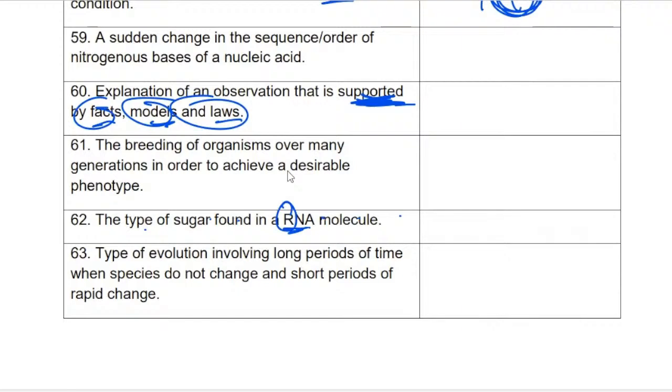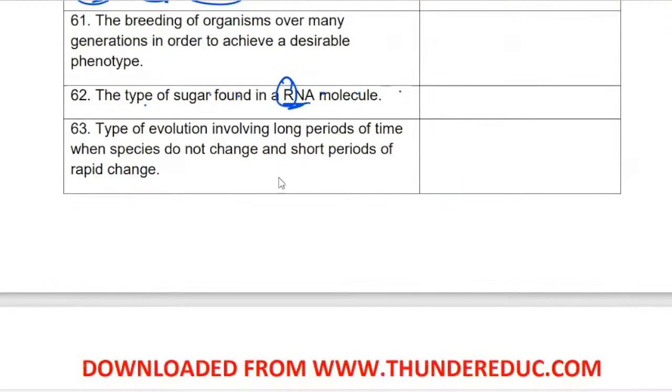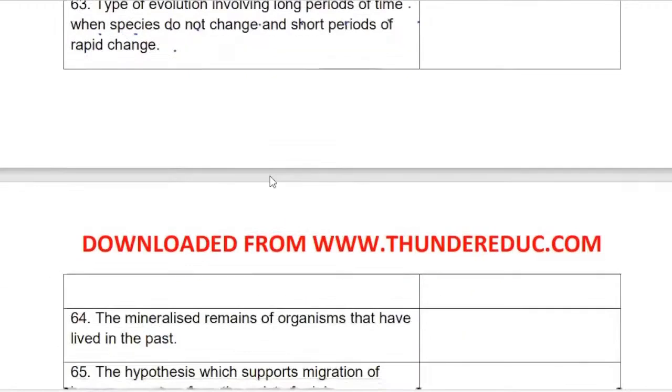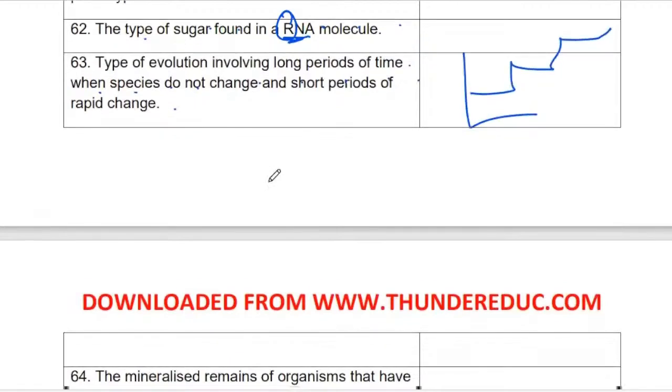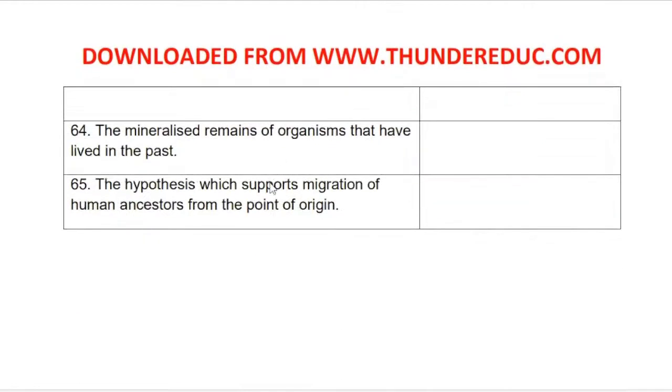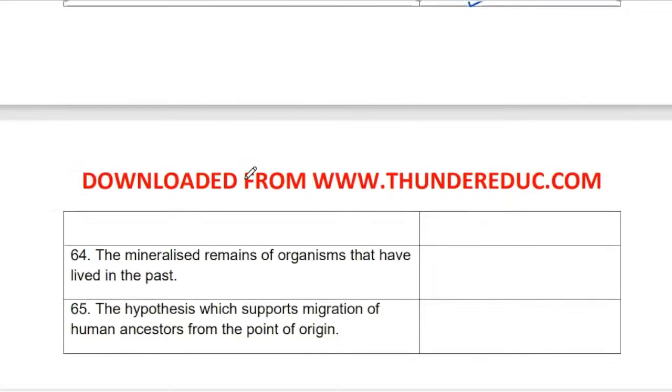They're saying the type of evolution with long periods of time when species do not change and short periods of time when there is rapid change, we call it punctuated equilibrium. We talked about it. The mineralized remains of organisms that have lived in the past, we call them fossils. And the hypothesis which supports the migration of ancestors from a point of origin, we call it the out of Africa hypothesis.